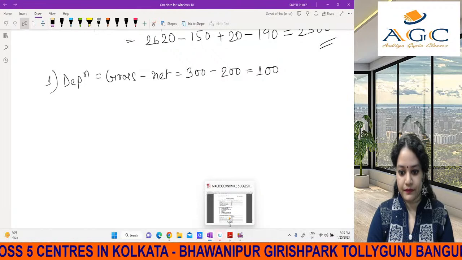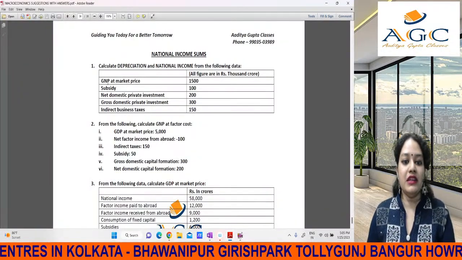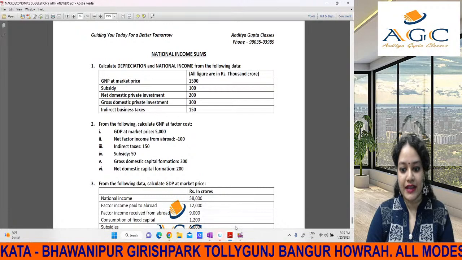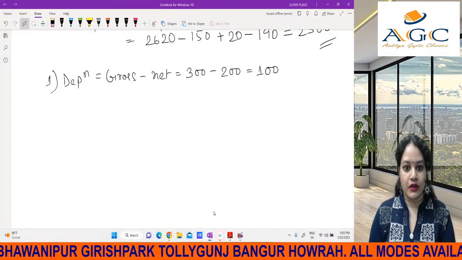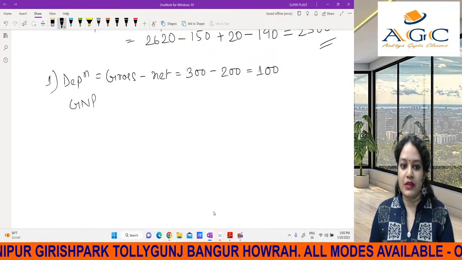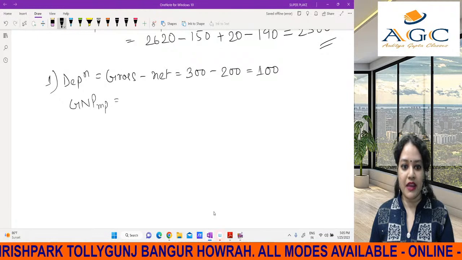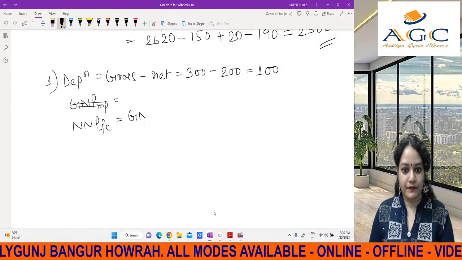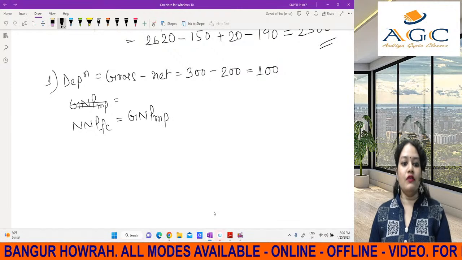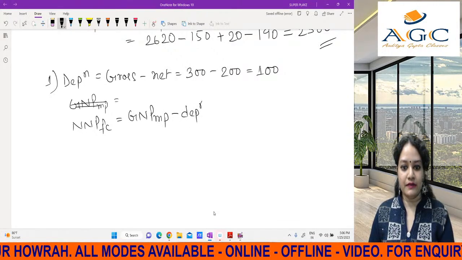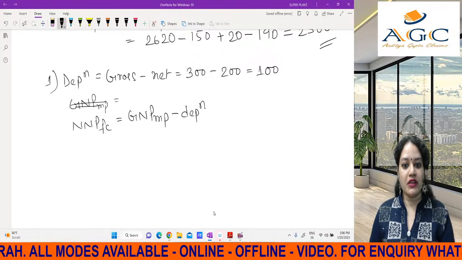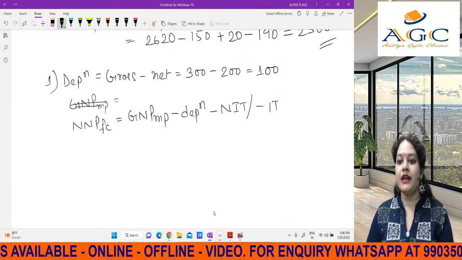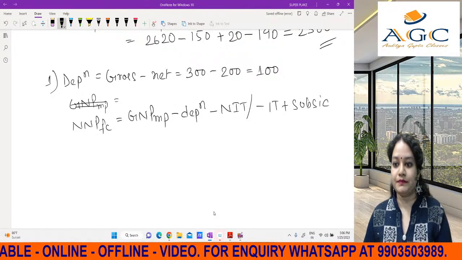Now look at the sum. See, we have been given GNP at market price and we have to calculate our national income. So first, let's see what are the changes that we have to do. GNP MP we have been given and we have to take it to NNPFC. So from gross to net, minus depreciation, both are given in national, and then from MP to FC, minus NIT, and if NIT is not given, minus IT plus subsidy, right?